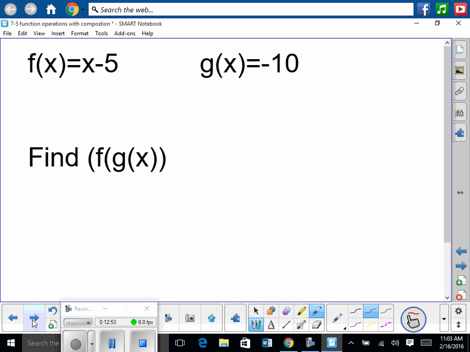So let's do another one. We're going to start out with some easy ones. We're given these two functions. f of x is this, g of x is this. We want to find f of g of x.